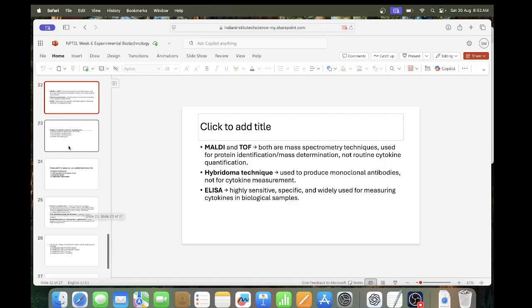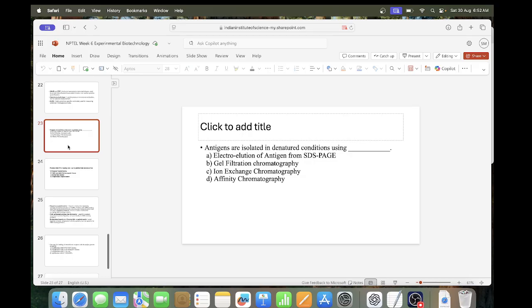Okay. The next question is, antigens are isolated in denaturing conditions using dash. Electroelution of antigen from SDS-PAGE, gel filtration chromatography, ion exchange chromatography, affinity chromatography. You can take a couple of minutes. Now, an additional piece of information that I can give you is, let us say I have an antigen antibody complex. Now, I want to remove my antigen alone. What should I do to remove my antigen alone?